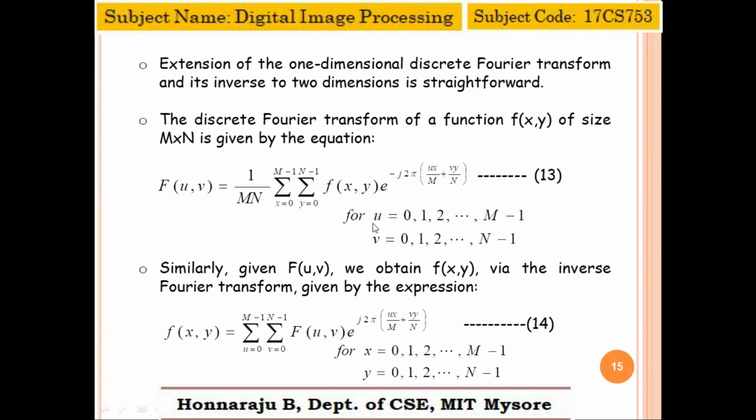for u equal to 0 to M minus 1 and v equal to 0 to N minus 1. To get f of x comma y, we need to do the inverse Fourier transform. The inverse Fourier transform is represented by f of x comma y equal to the summation of u from 0 to M minus 1 and v from 0 to N minus 1 of F of u comma v times e to the power of j 2 pi times ux divided by M plus vy divided by N.